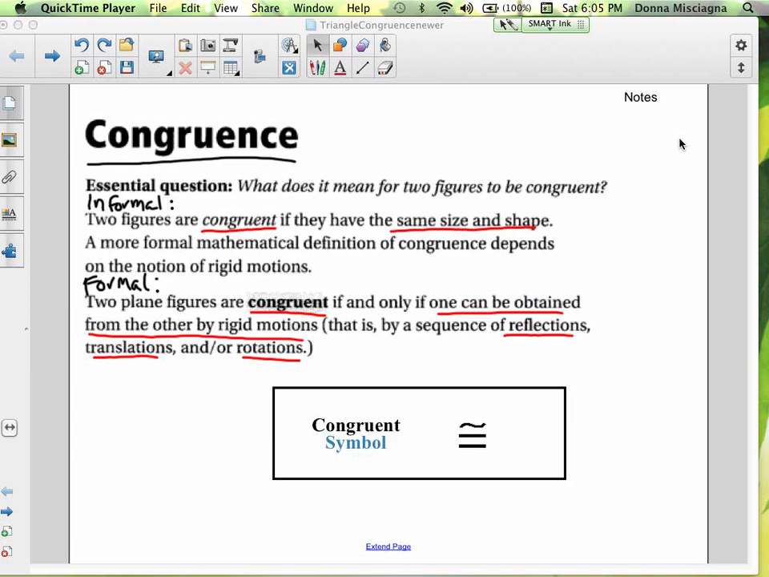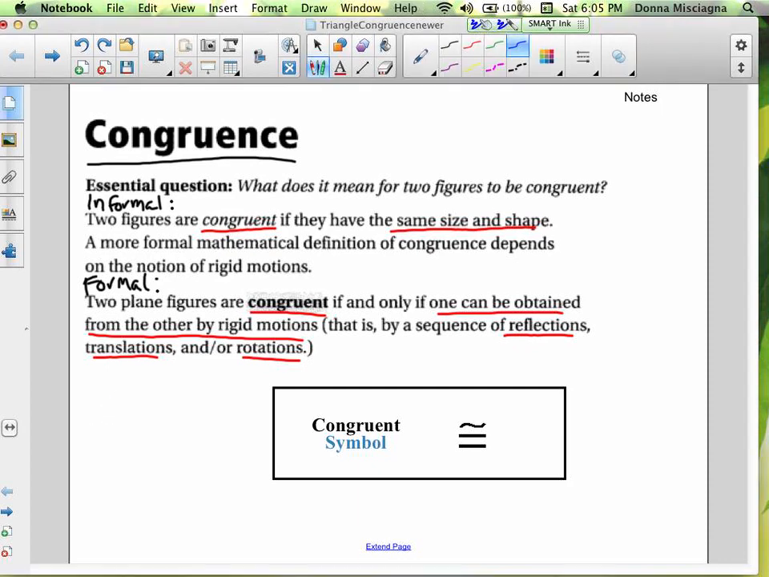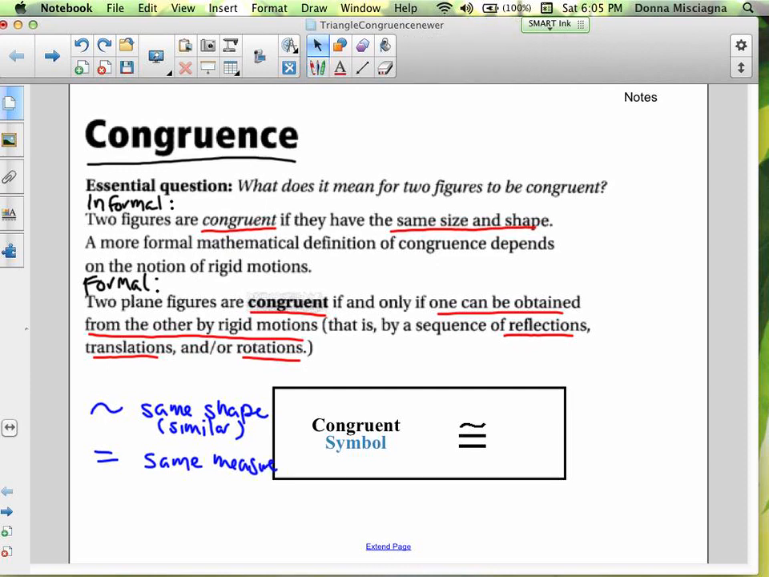Let's go over the parts of that just so you know. This part here means same shape. Technically it means similar. Two figures that are similar have the same shape. Equals means it has the same measure. And that's where that symbol for congruence comes from. So we're going to be looking at congruence transformations, building upon what you've learned with transformations.